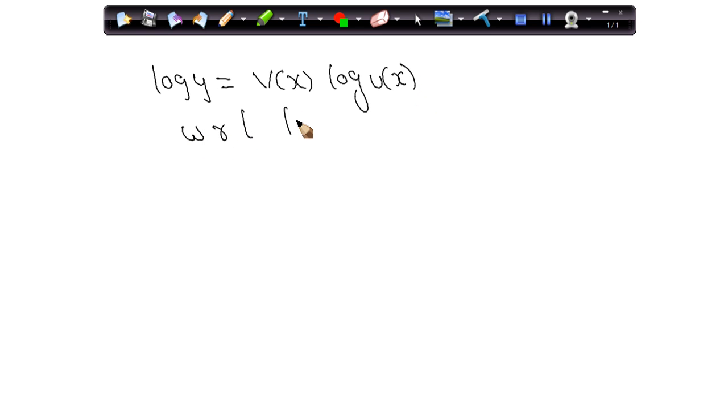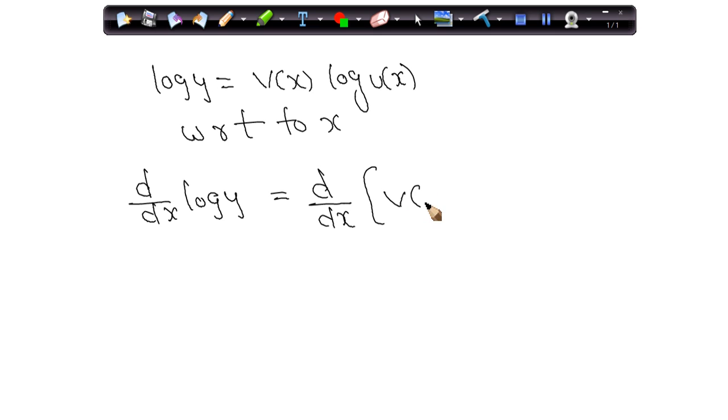I got log y is equal to v of x times log of u of x. Differentiating both sides with respect to x, we get d by dx of log y is equal to d by dx of v of x into log of u of x. Differentiating both sides with respect to x. Simple.